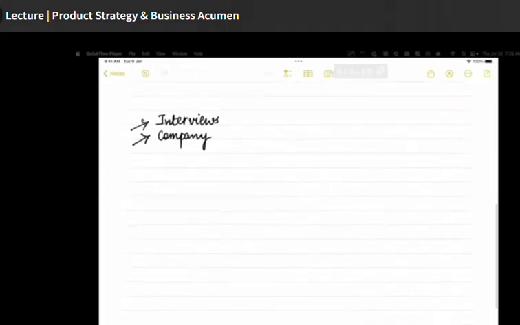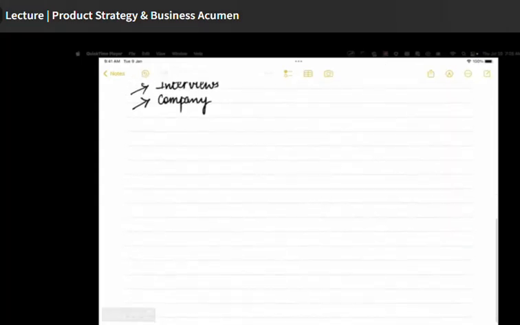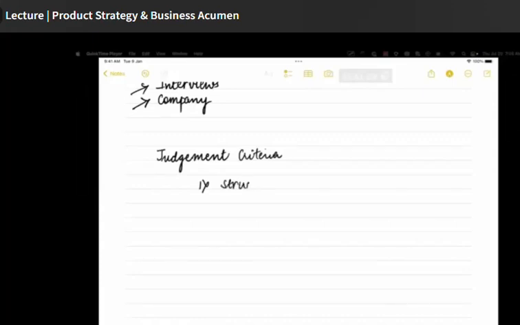the type of judgment criteria for the interviewers. So I'll put this as judgment criteria. Please bear with my handwriting. Everybody here would like to understand, I'm just talking about the interviewers, is the person addressing the problem has structure? So in a few minutes, I'll ask you a question. You all will have the answer, but I'm sure there will be no structure to it.